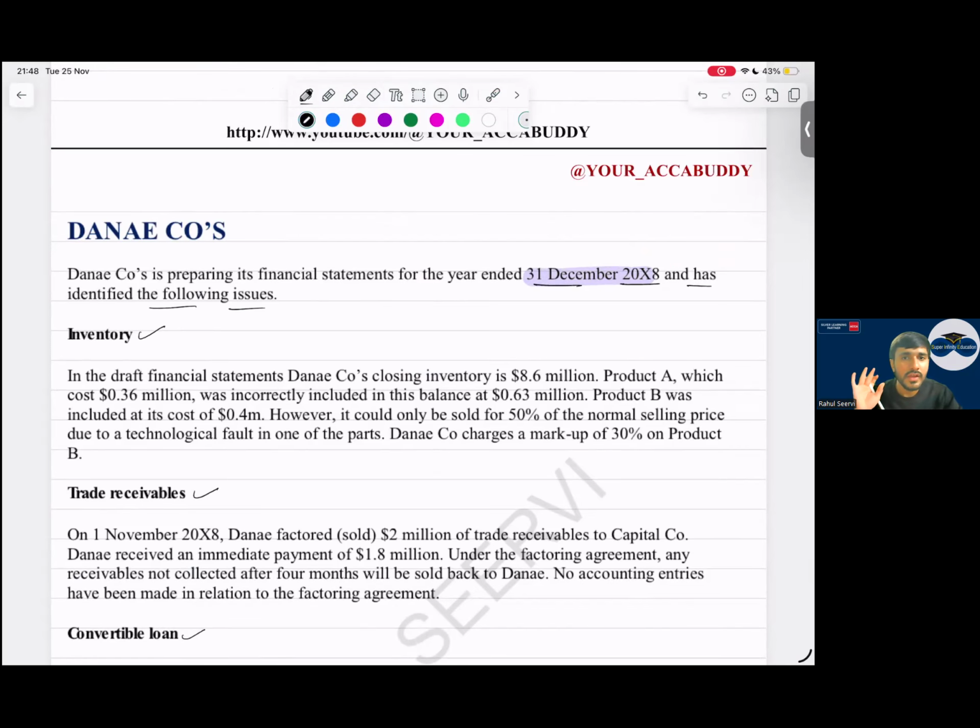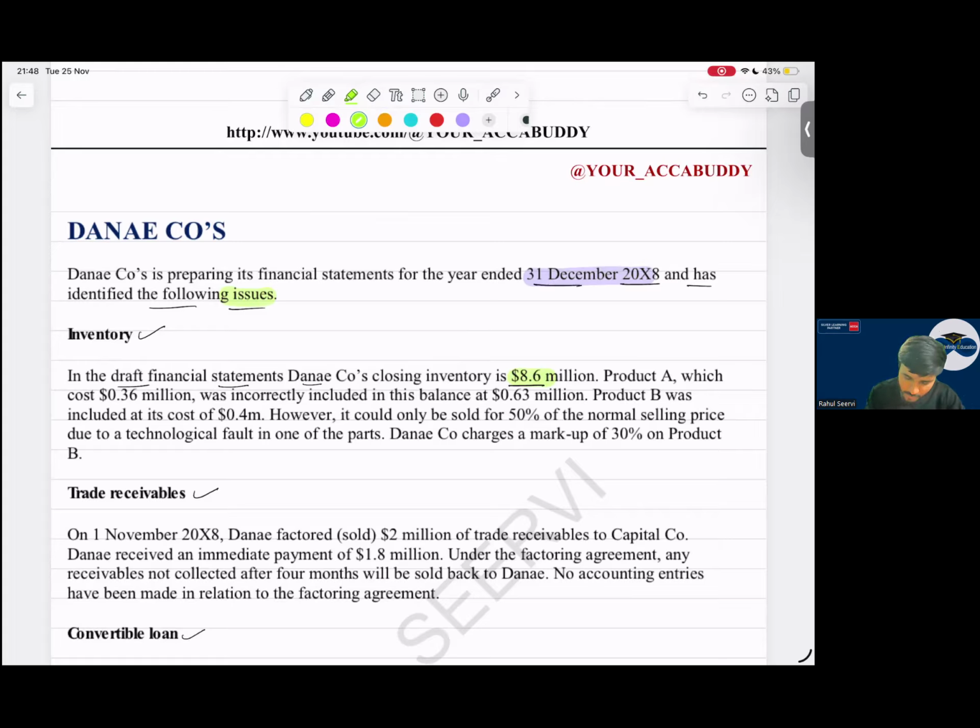What does it mean? Sir, there is some issue. Issues are there, we have to rectify them. It's simple. Then inventory. Let's go, the first issue is regarding inventory. Let us read that. In the draft financial statements, D's closing inventory is how much? 8.6. So the closing inventory is 8.6. As mentioned here, issues are there. That means this closing inventory could be wrong. Could be wrong; we will read it and understand.